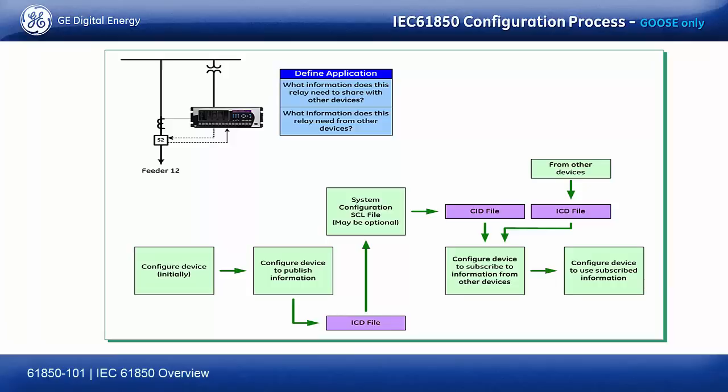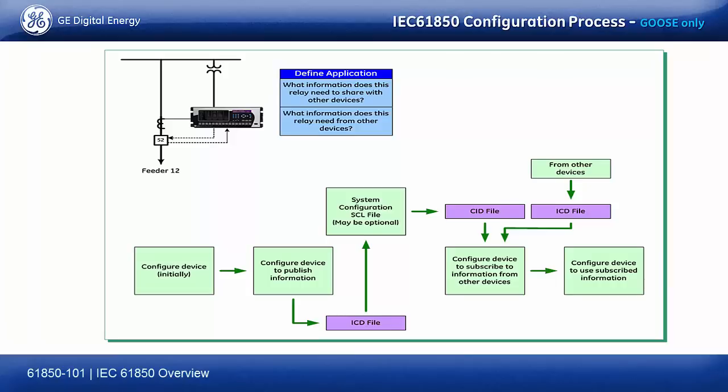I can do a lot of configuration of the device. I can take this device, and I can configure the GOOSE message it's going to publish first, right? And then I can produce these files. I don't necessarily have to go to a system configuration file; it may be optional.